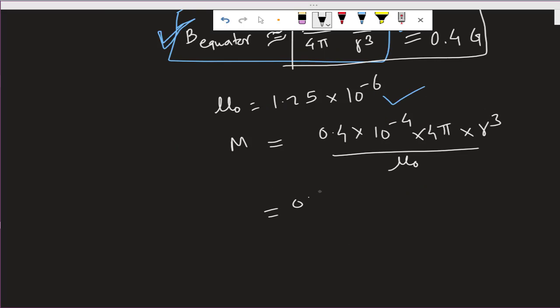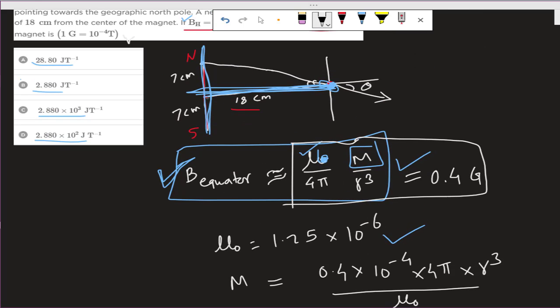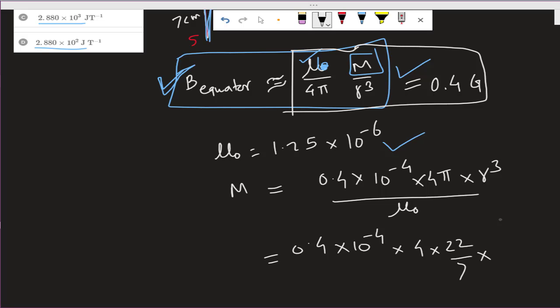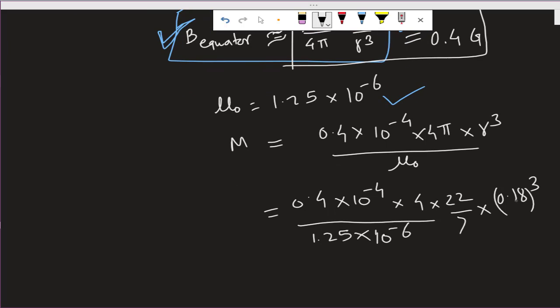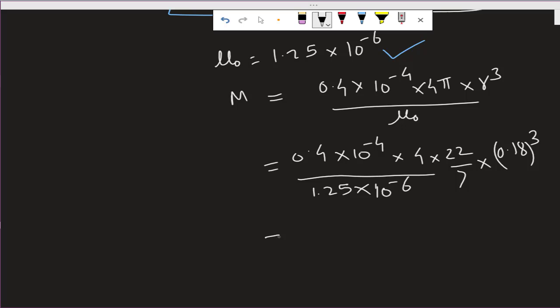So we can say 0.4 into 10 raised to minus 4 into 4 into 22 by 7 into R cube. Here R is the distance between the center of the magnet and this point. So it is 18 centimeter, that means 0.18 meter, 0.18 meter cubed, and divided by mu 0, that is 1.25 into 10 raised to minus 6. There is a lot of calculation involved, but if you solve this, you will get some value and you will be able to reach the answer.